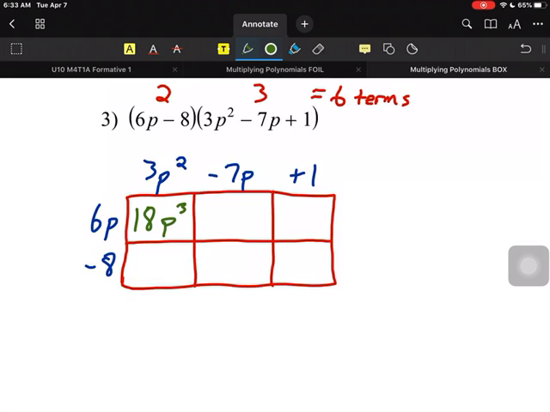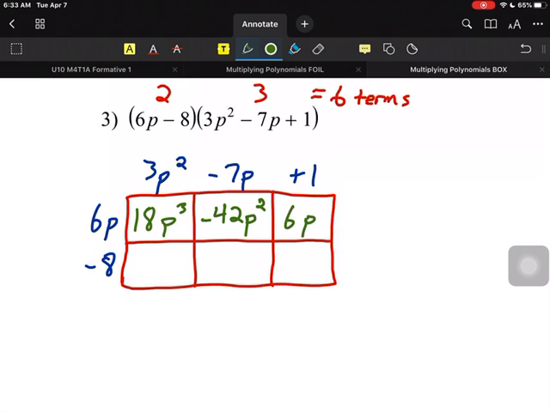And I'm going to go down the line with the row. All right, so 6p times negative 7p goes here. So negative 7 times 6 is negative 42. And then p times p is p squared. And then 6p times the plus 1 is 6, and then a p. All right, so that's multiplying that one.